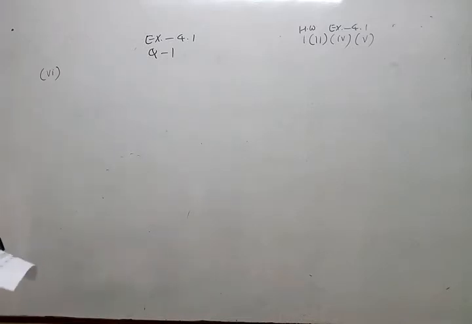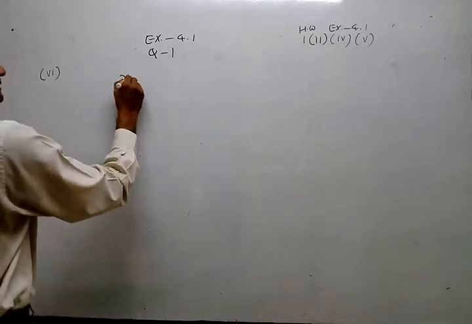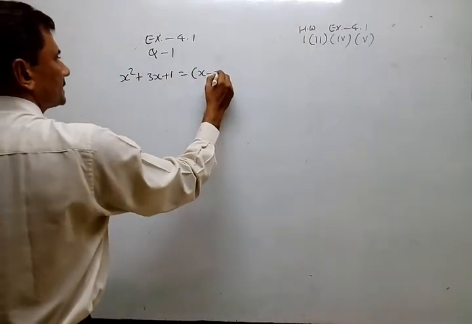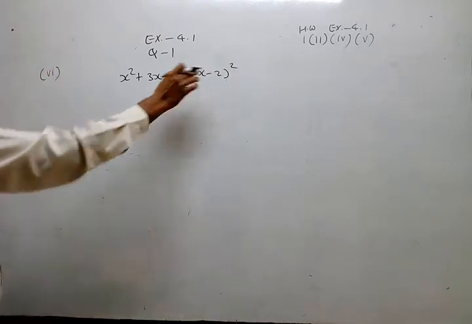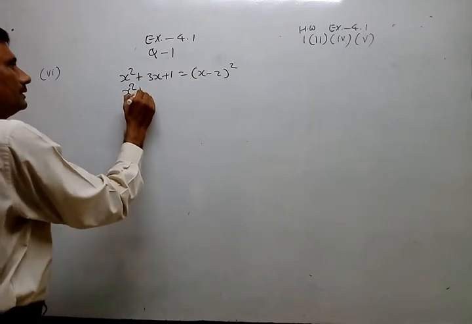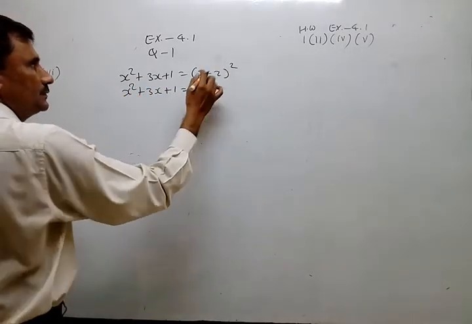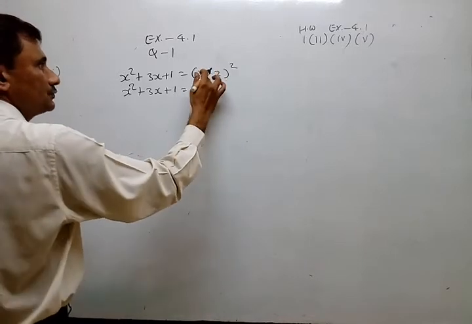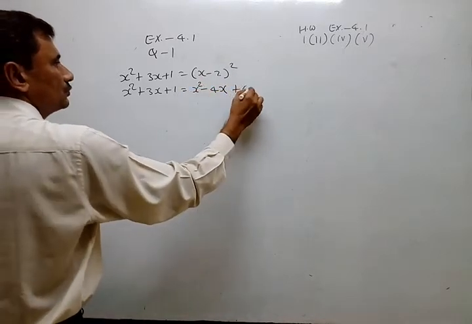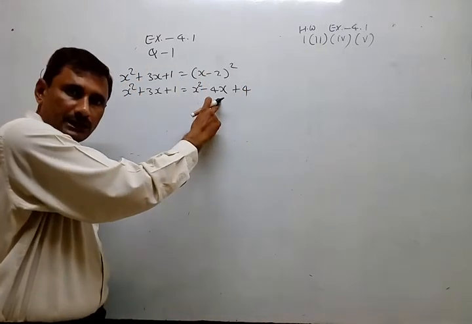Okay, whatever is given in number 6, that is again a simple form. x square plus 3x plus 1 is equal to x minus 2 whole square. That is already how to expand, you know, a minus b whole square. So nothing to do here. But here you have to expand a minus b whole square. So a square minus 2ab, plus b square. So x square minus 4x plus 4.